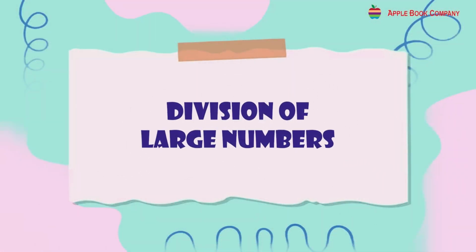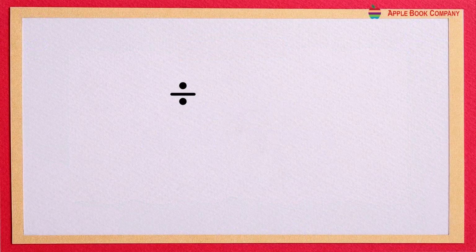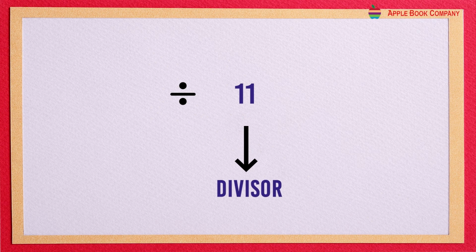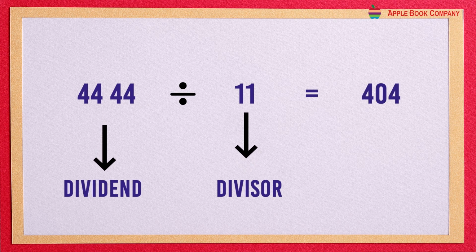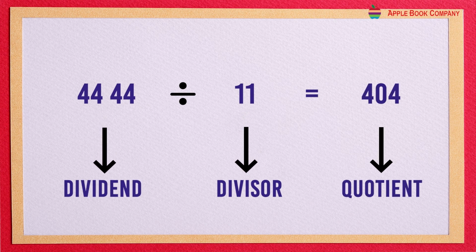Division of large numbers. Division is the process of finding out how many times one number, the divisor, will fit into another number, the dividend. The division sentence results in a quotient. For example, 4444 is the dividend, which has to be divided by the divisor 11. So that is equal to 404, which is the quotient.